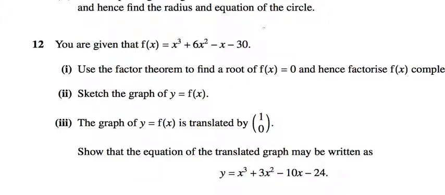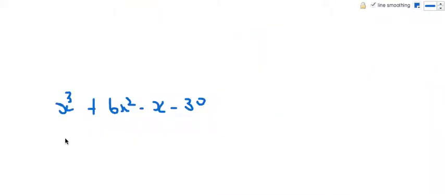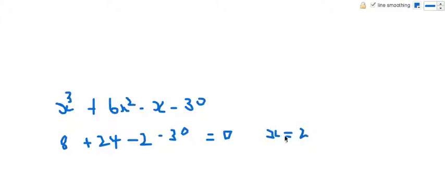So we've got 2 cubed, which is 8, plus 6 times 4 is 24. Oh, this is looking good. Minus 2 minus 30 is 0. So that's good. So x equals 2 is a solution. So what's the factor going to be if x equals 2 is a solution? To get the factor, I'm just going to move the 2 across, and it's going to be x minus 2.